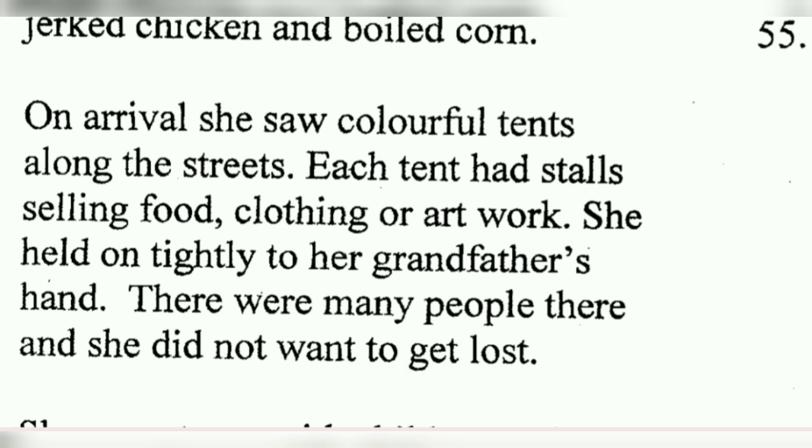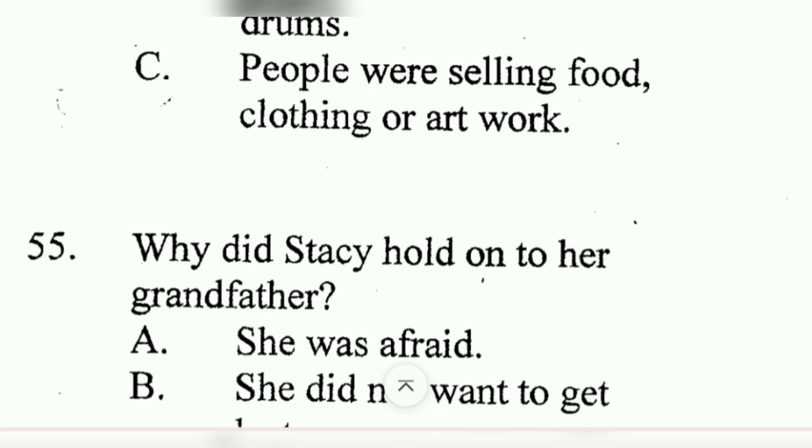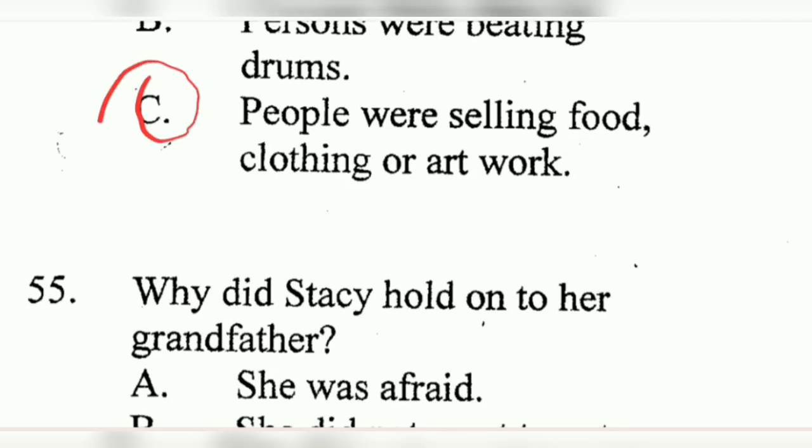So on arrival, she saw colorful tents along the streets. Each tent had stalls selling food, clothing, or artwork. So we know the answer is C. People were selling food, clothing, or artwork.